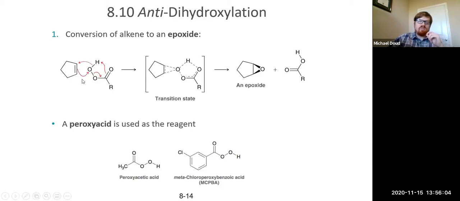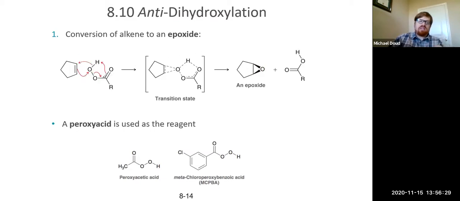So if we're focusing in on the most important part here, that's this part right here, where again, the pi bond attacks the oxygen. That forms your first carbon-oxygen bond. Then the oxygen-hydrogen bond is going to attack the other carbon and form your other carbon-oxygen bond. I hope you can see just from this here how we get to this epoxide group here.